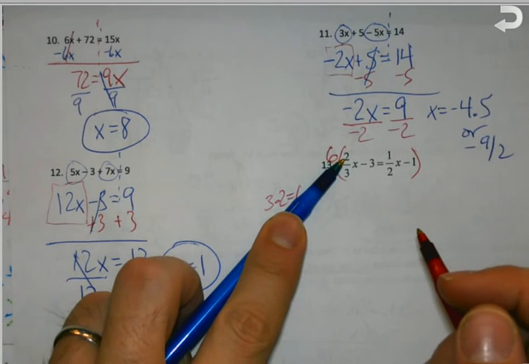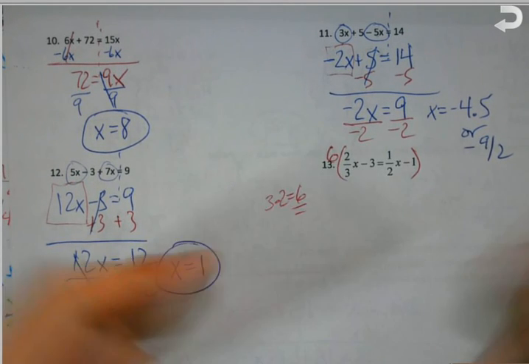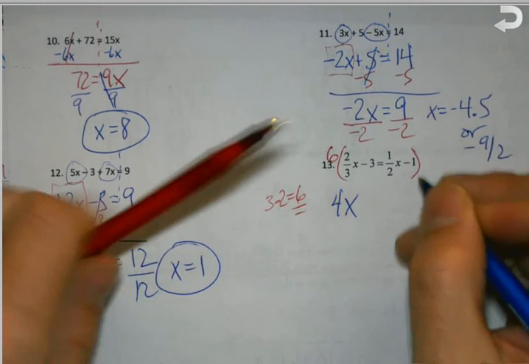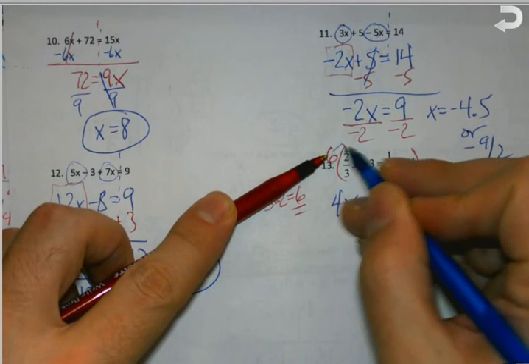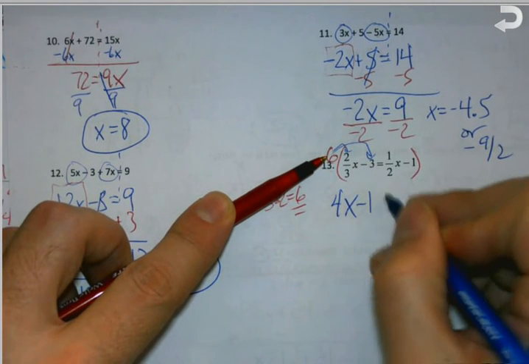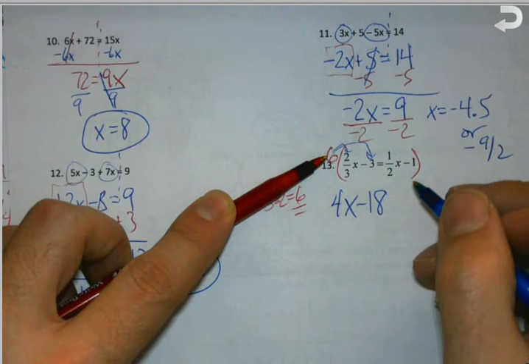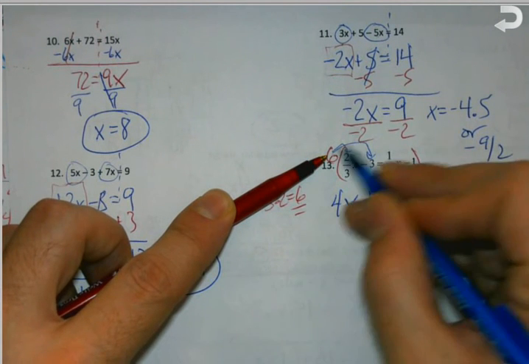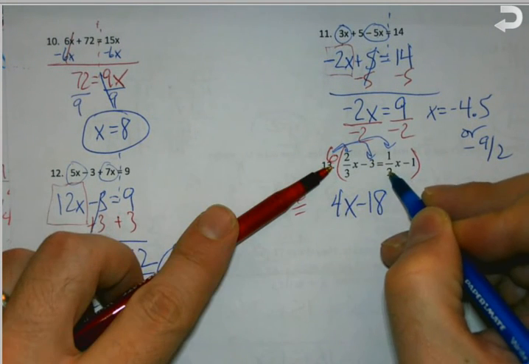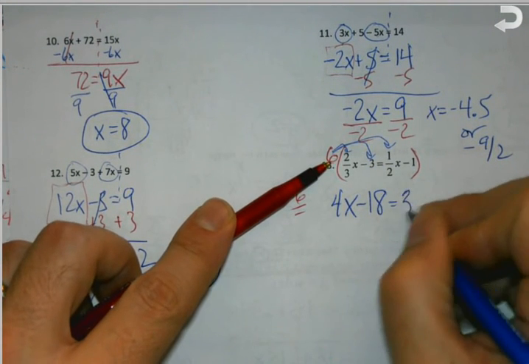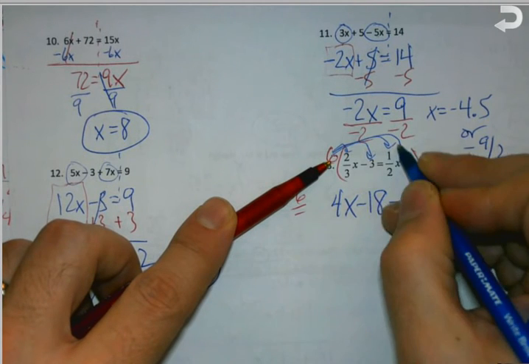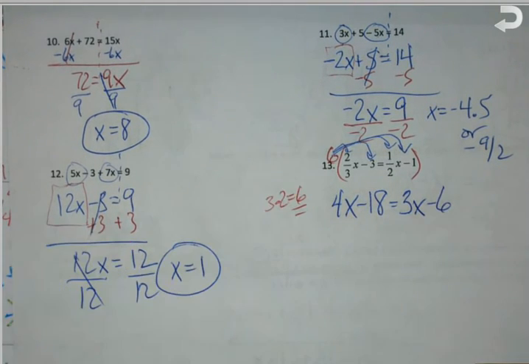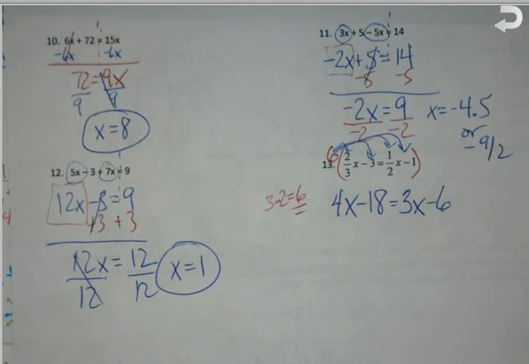6 times 2 is 12, divided by 3 is 4x. 6 times negative 3 is negative 18, so even the whole numbers get multiplied. What's half of 6? 3. 6 times 1 is 6. And now it's just something normal like we've been doing.